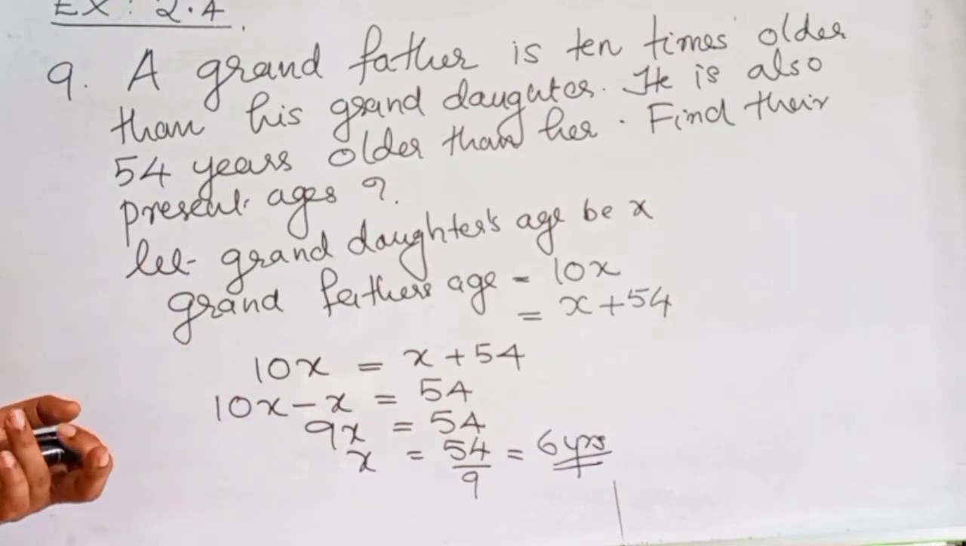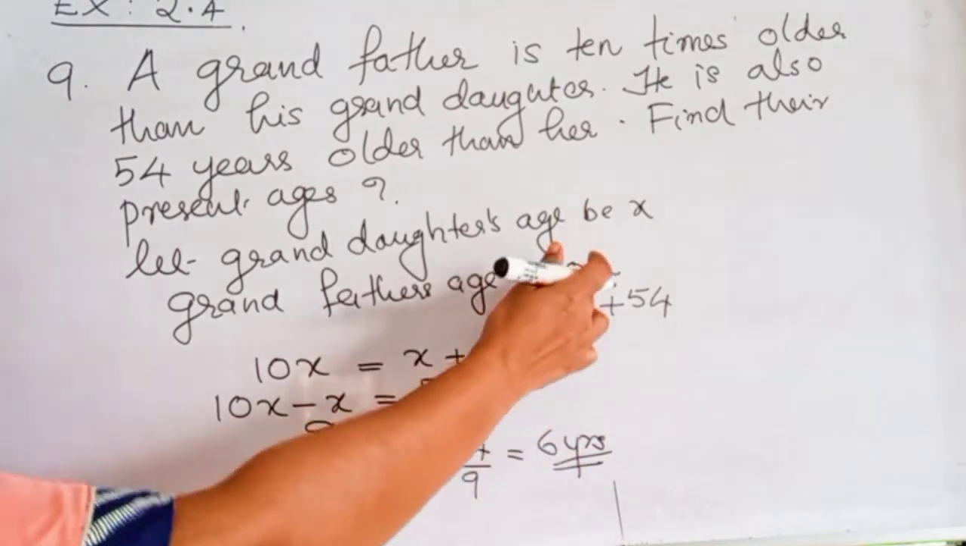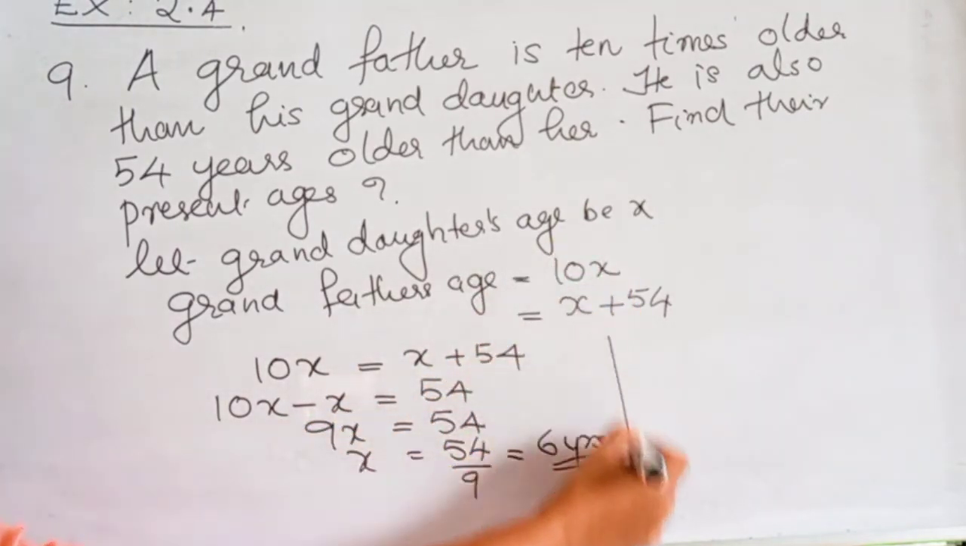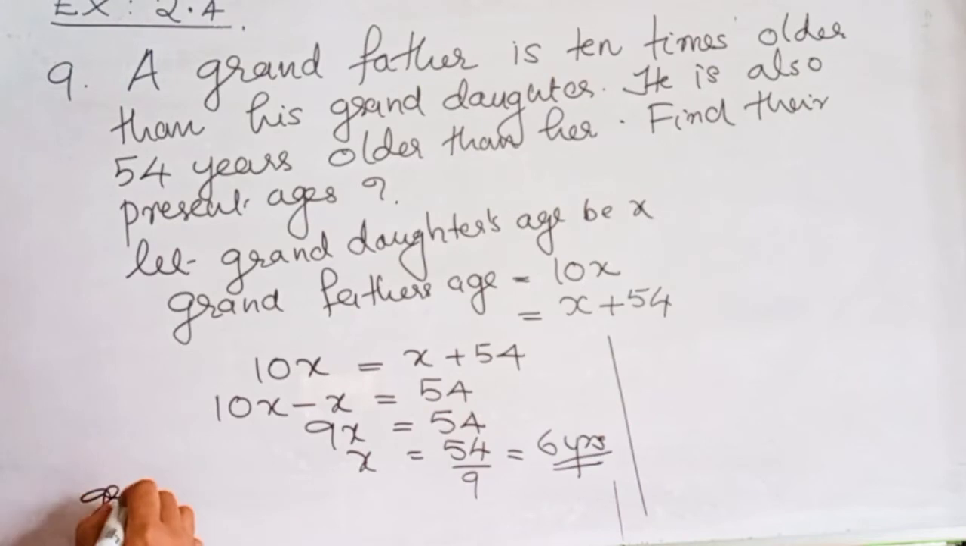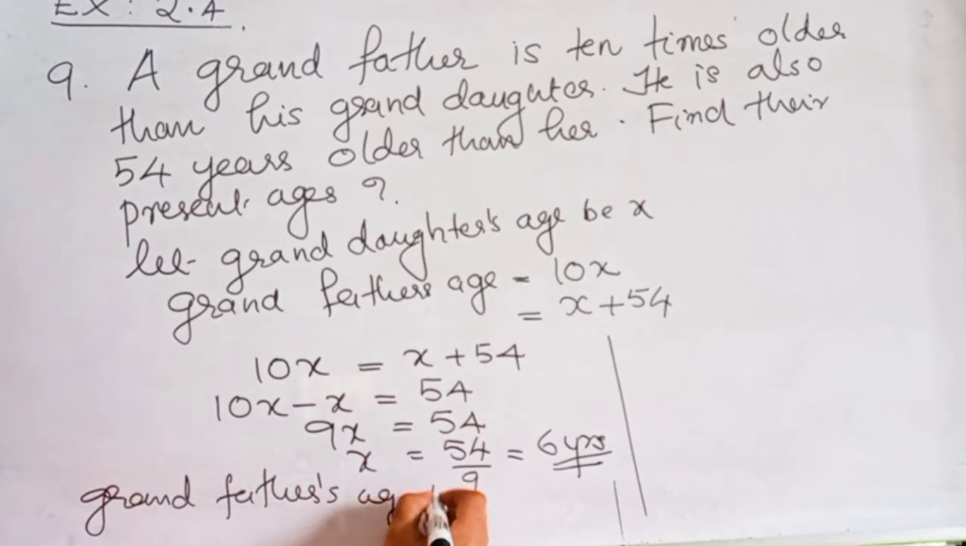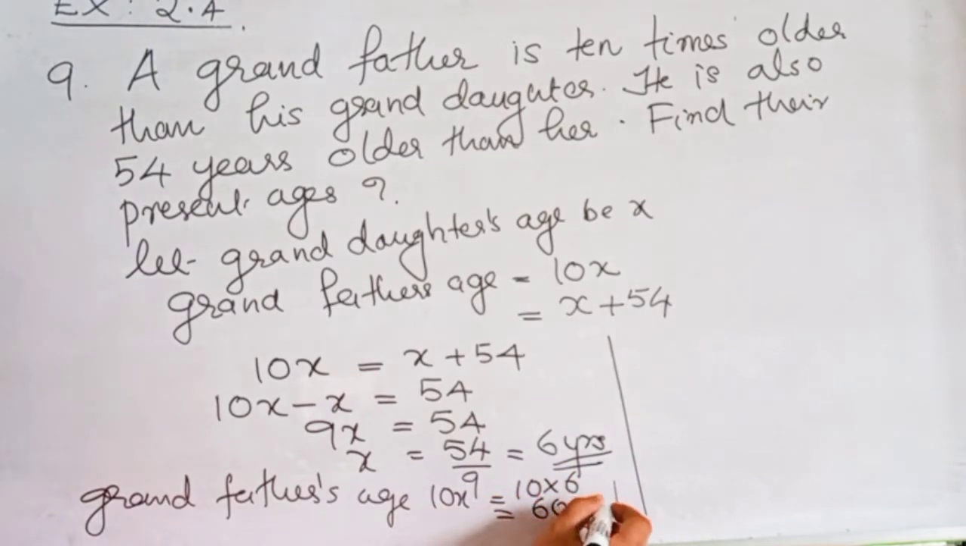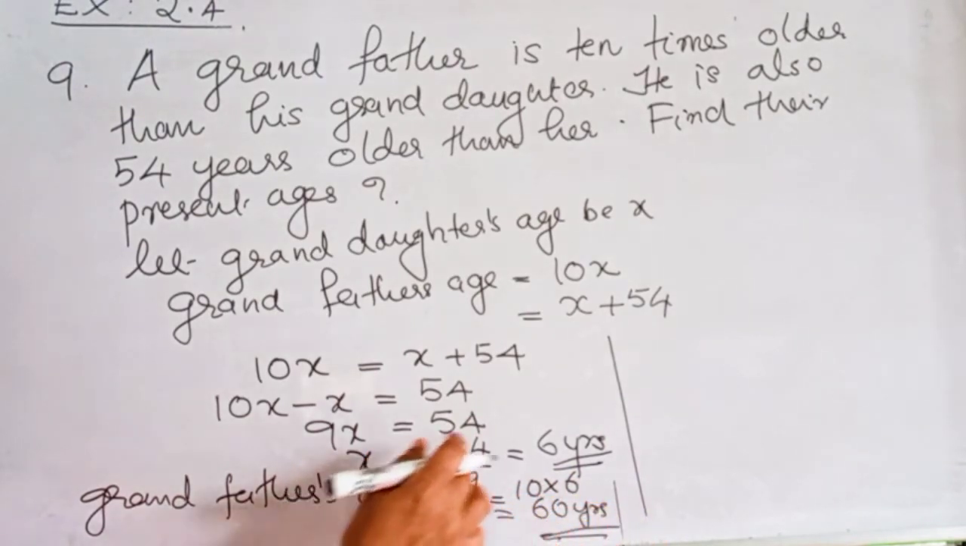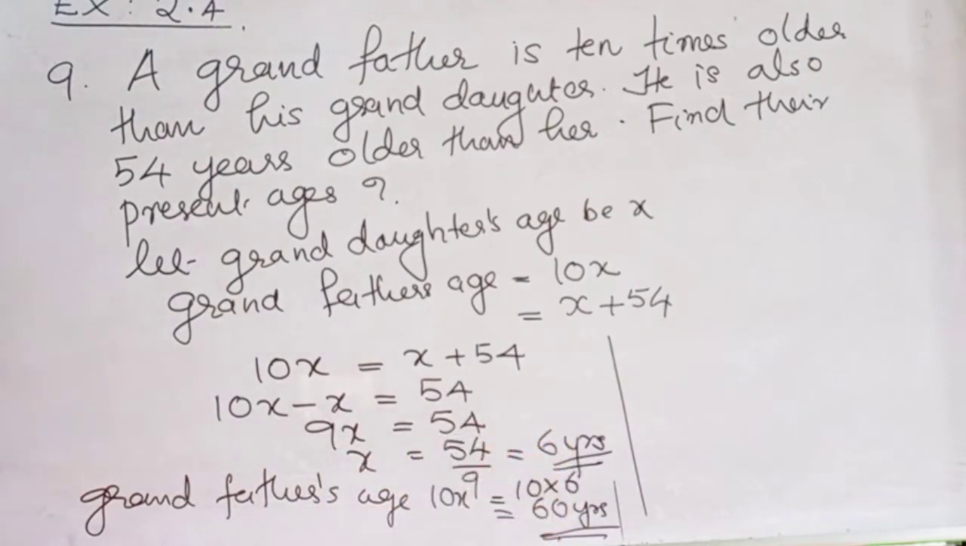So we can find the grandfather's age. The connection is given, very simple. So grandfather's age equal to 10x, that is 10 into 6, which is equal to 60 years. So granddaughter is 6 years and grandfather is 60 years old. Hope it's clear, children.